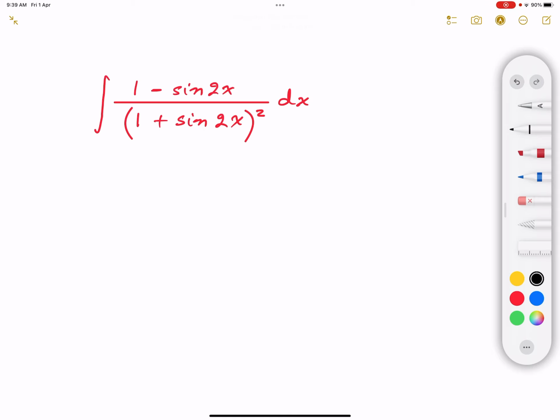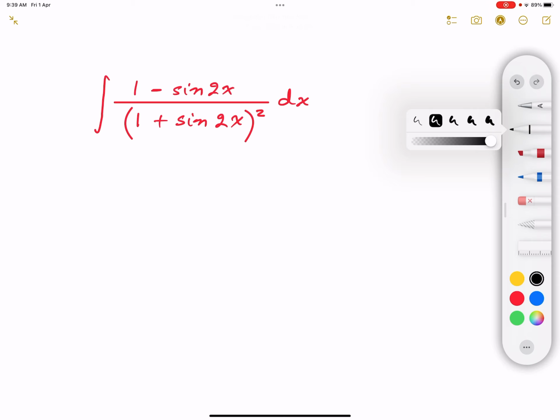In this video, I'm going to teach you how to solve this integral. We're given the integral of (1 minus sine 2x) divided by (1 plus sine 2x) all squared dx. In order to solve this question, we can benefit from the fact that sine 2x is twice sine x cosine x, and 1 can be rewritten as cosine squared plus sine squared. We're going to do the same thing in the denominator.